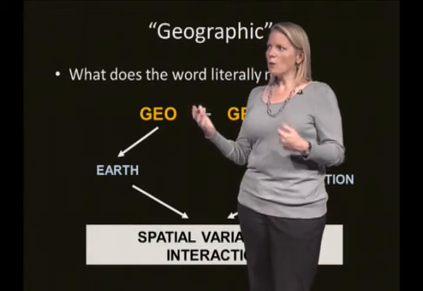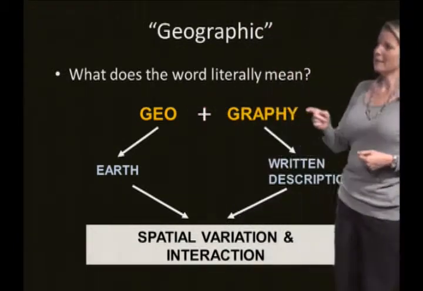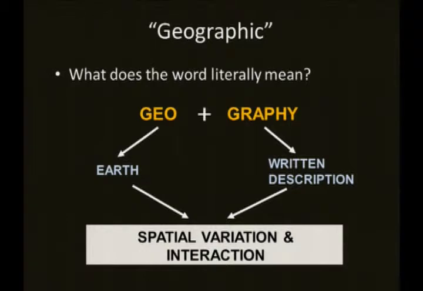So we want to take a look at what the word literally means. If we break it down, you have geo and graphy. Geo is earth, and graphy is a written description, which is very different than the term geology. While they're related disciplines, geology is the study of the physical earth. Geography, as you can see, is a written description of the earth. And that typically means it's referring to parts of the earth on the surface of the earth for the most part.